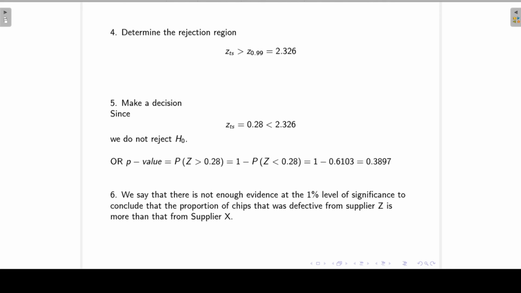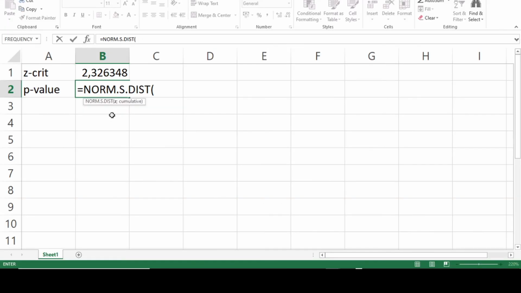We can quickly also find the critical value and the p-value in Excel. We have done this many times before, so if you are comfortable with that, you can skip this part of the video. And we want to find the critical value. We make use of the norm dot s dot inverse function. Remember, the S stands for the standard normal distribution.